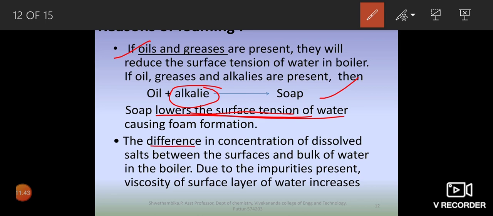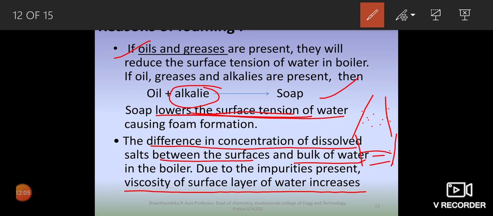Second reason could be difference in the concentration of salts. How? Between the surface and bulk. That is, if we see the boiler as a whole like this, the bottom portion would be having some concentration of salt, the top portion would be having another concentration. Because of this difference in the concentration of the dissolved salt, again viscosity would increase. Viscosity of the water would be increasing at the surface layer, and thereby there is a change in the property of the water, and more froth or foam formation would be taking place.